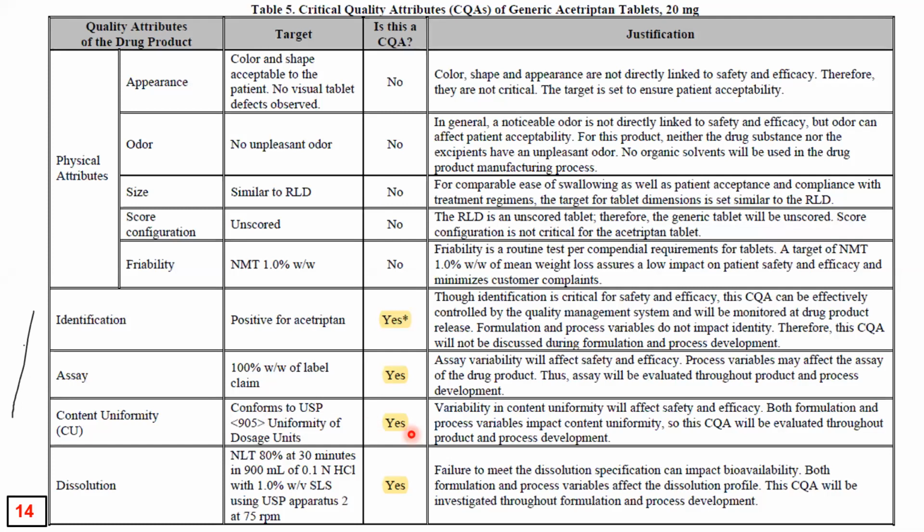Similarly, dissolution. If the dissolution is not less than 80% in 30 minutes, the tablet is not going to be disintegrated or dissolved, and if there is no dissolution, there is no absorption, and there is no showing of therapeutic activity or efficacy. Hence, it is considered a critical quality attribute. So in this slide, identification, assay, content uniformity and dissolution are the critical quality attributes related to the acetaminophen tablet. So there is a star mark here.